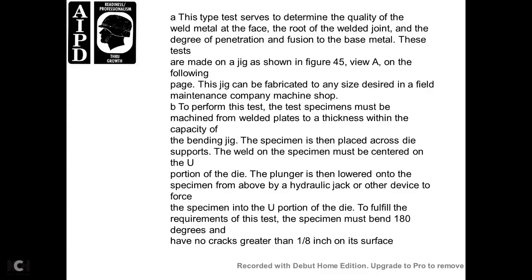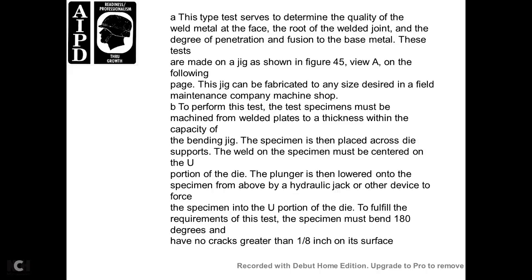This test serves to determine the quality of the weld metal at the face and root of the weld, and the groove penetration and fusion to the base metal. These tests are made with a jig, as shown in figure 45, view A, on the following page. The jig can be fabricated to any size desired in the field maintenance company machine shop. To perform the test, the specimen must be machined from welded plates to the thickness of the capacity of the bending jig. The specimen is then placed across the die supports, and the weld on the specimen must be centered on the U portion of the die.